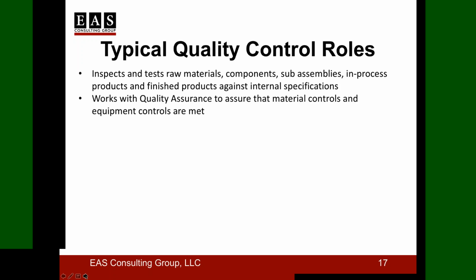Quality control are basically the folks that test medical device products. So you have three different types here. You have received goods, which are traditionally raw materials and components. Then you have an in-process product, which is a sub-assembly, basically products that aren't yet finished. And then you have finished devices.